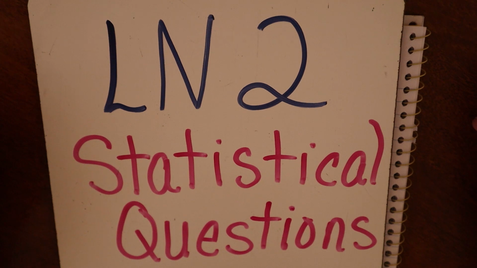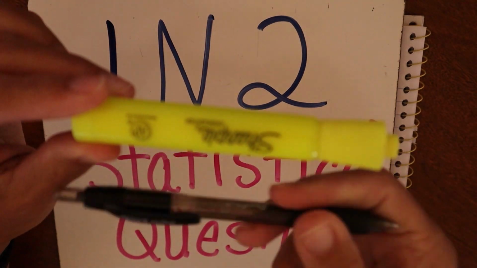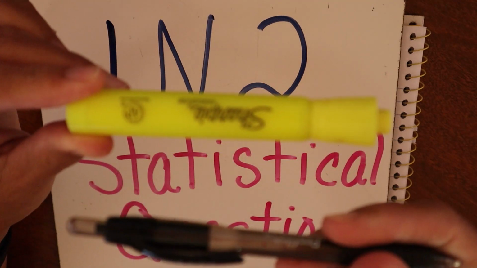So for this lesson today, again, you're going to need your lined piece of paper or a spiral notebook. You're going to need one highlighter, any color of your choosing. Maybe I'll go with yellow today. I'm in the yellow mood. And something to write with. So have those materials ready and we're going to start the lesson.